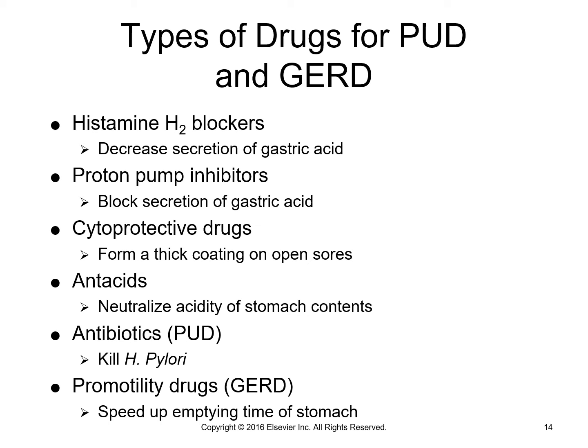So these are the types of drugs that we'll be talking about in this class. You have your histamine H2 blockers, which decrease the secretion of gastric acid. Proton pump inhibitors, which block the secretion of gastric acid. Cytoprotective drugs, which form a thick coating on open sores. Antacids, antibiotics for H. pylori, and pro-motility drugs.